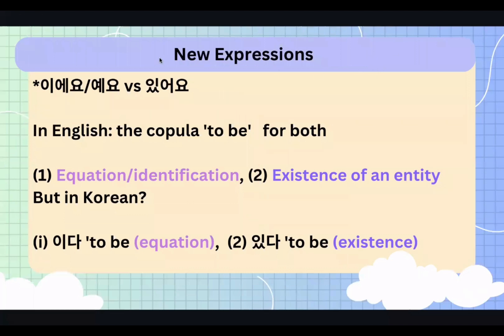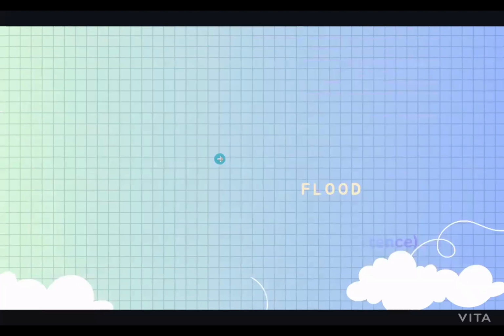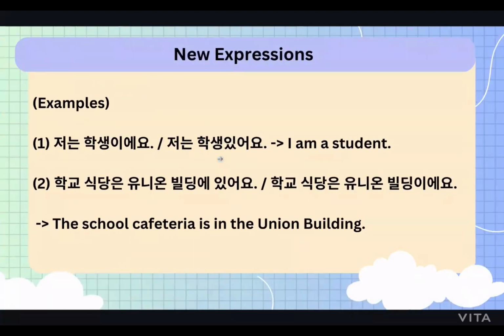All right, let's go to the next page. So look at the example. Here is an example. 자, 저는 학생이에요. 저는 학생 있어요. The first example. So I want to make the sentence I am a student, right? Then which one is the correct form? 저는 학생이에요 or 저는 학생 있어요. What do you think? The first one or the second one? There you go. So the answer is the first one. 저는 학생이에요. Not 있어요. Why?